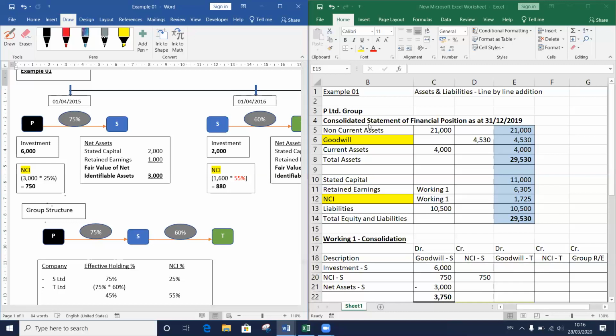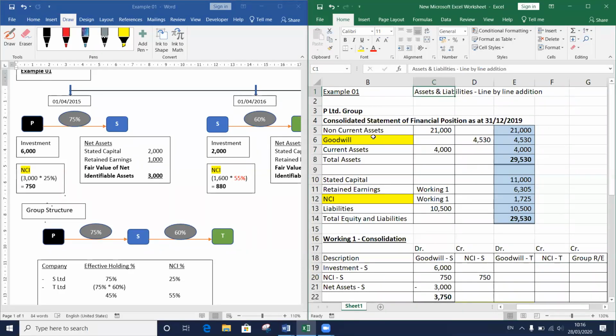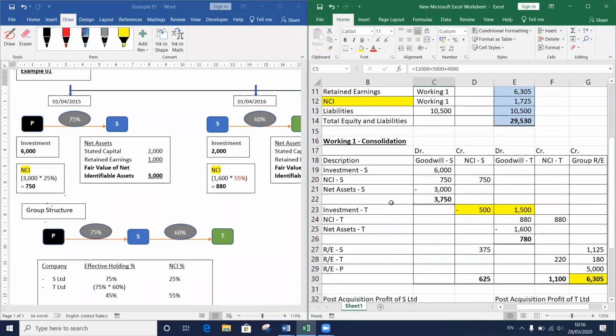After done with this summary, we can prepare the consolidated statement of financial position. There, first we need to do is add the assets and liabilities. We need to do the line by line addition for all the assets and for all the liabilities, not for net assets. Equity components will take care of it, right? Then, for each and every transaction, for each and every acquisition, we need to calculate the goodwill, right?